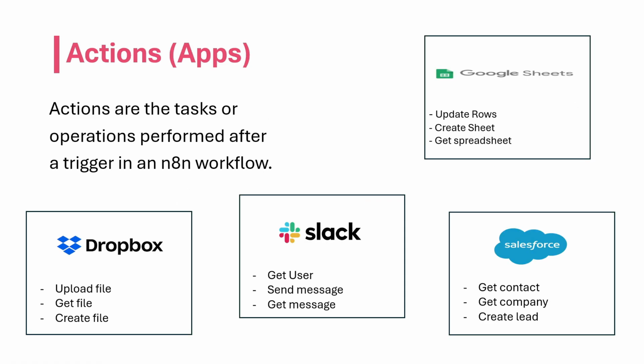Then there are actions. Actions are the tasks or operations performed after a trigger in an n8n workflow. This is the following sequence or part of a trigger and filter. So it requires certain applications which help actions, like Google Sheets, which update rows when there are certain modifications in the rows, then create sheet or get or fetch the spreadsheet.